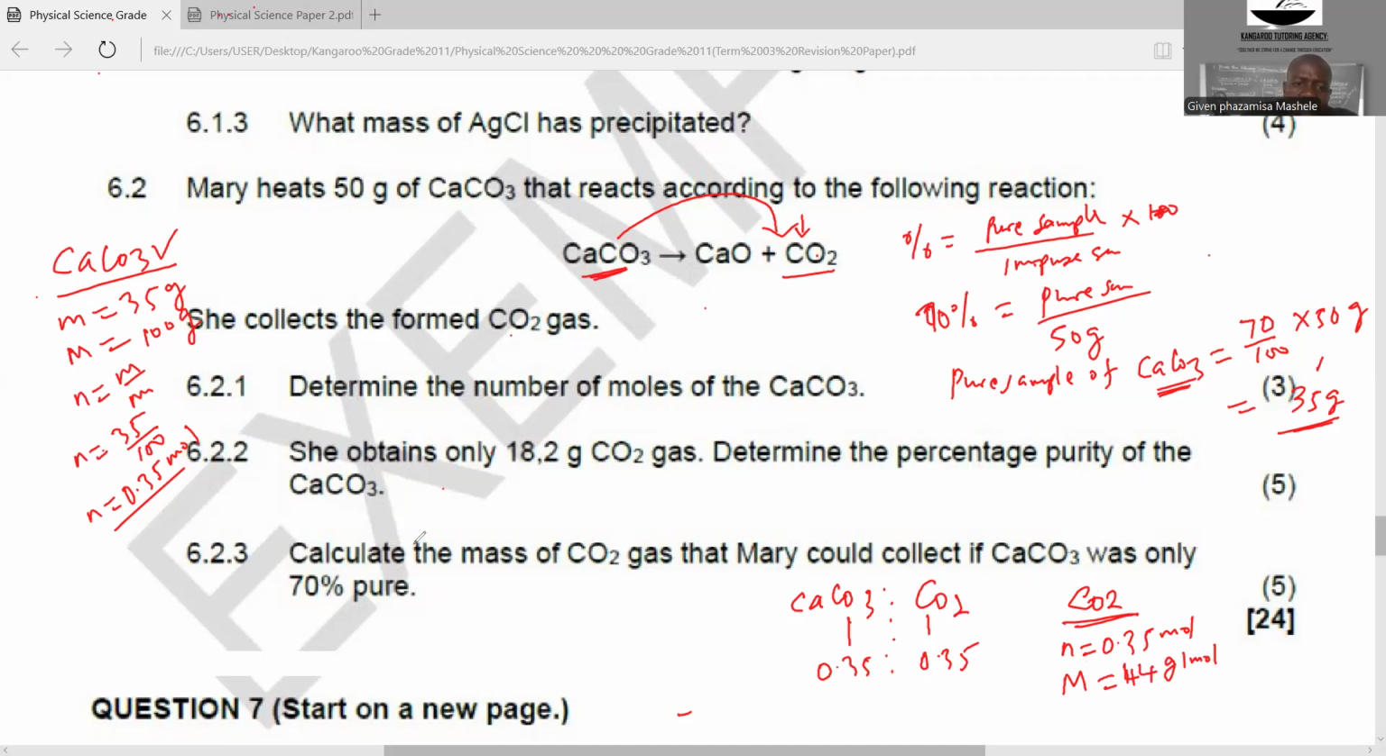So number of mole is mass over molar mass. We want the mass, so by cross multiplication, mass is number of mole times molar mass, which is 0.35 multiplied by 44. This will give us 15.4 grams. So it's no longer the same. I believe you are following.